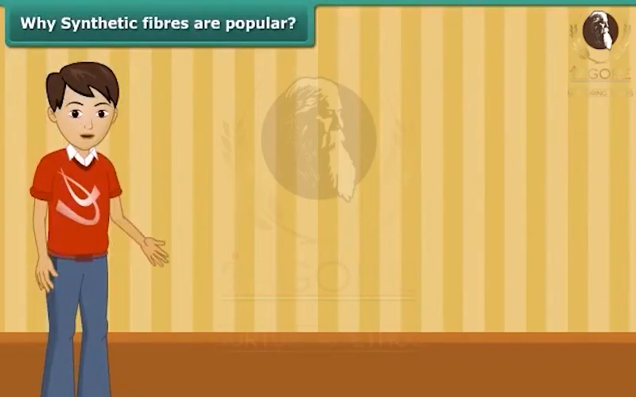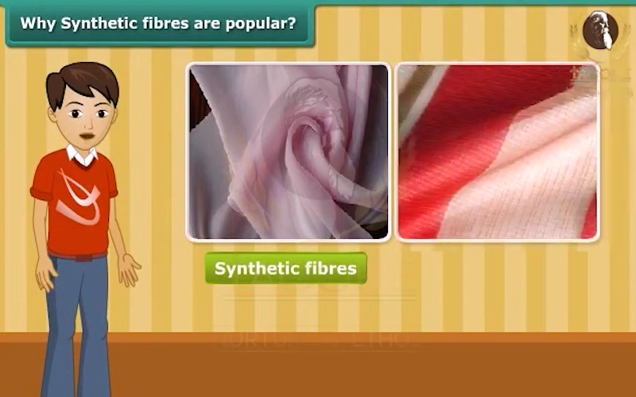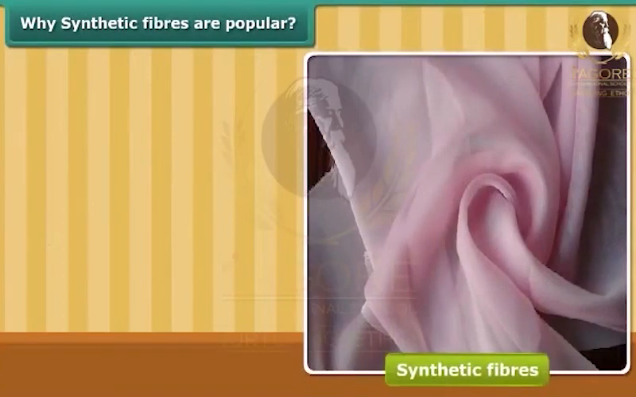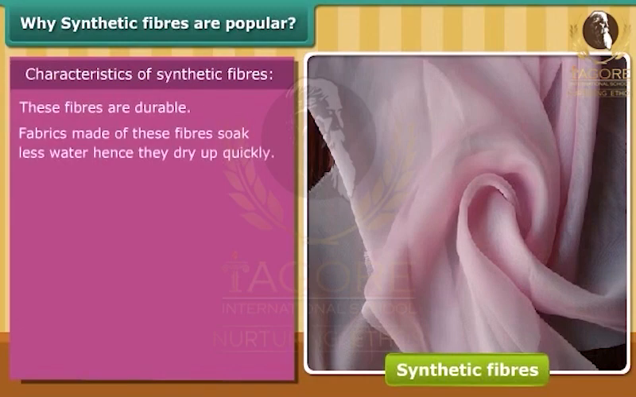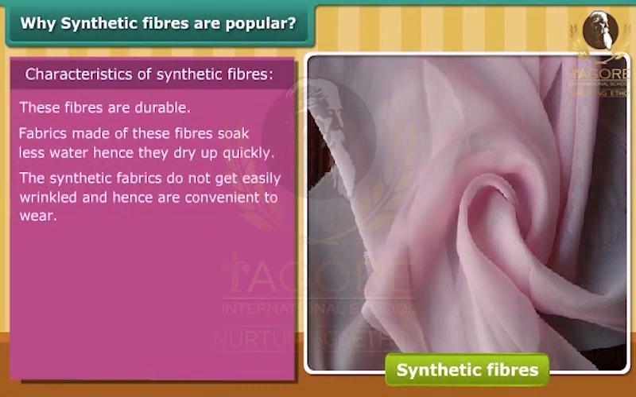By now you know what makes synthetic fibers more popular than the natural fibers. Let us recall the characteristics of synthetic fibers which make them so popular among us. Because of the high strength of synthetic fibers, they can easily bear heavy loads without breaking. These are durable. Fabrics made of these fibers soak less water, hence they dry up quickly. The synthetic fibers do not get easily wrinkled and hence are convenient to wear.